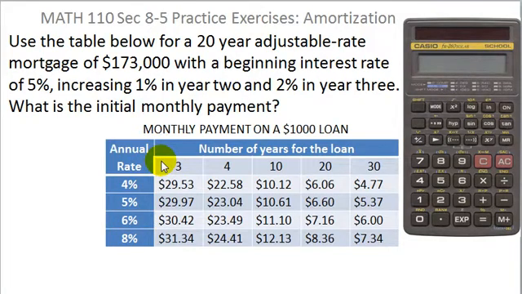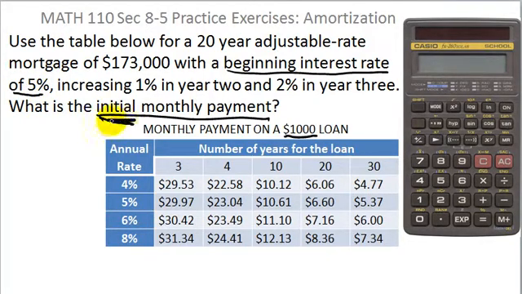We've done this before. The way they write these tables, they tell you that these are monthly payments based on borrowing just $1,000. Well, the problem asks us for the initial monthly payment. Well, that's in the beginning. That's the very first year of the adjustable rate mortgage. It's going to go up by 1% in the second year, and it's going to go up another 2% in the third year. But they're asking us about the initial monthly payment, so we're using the 5% value.